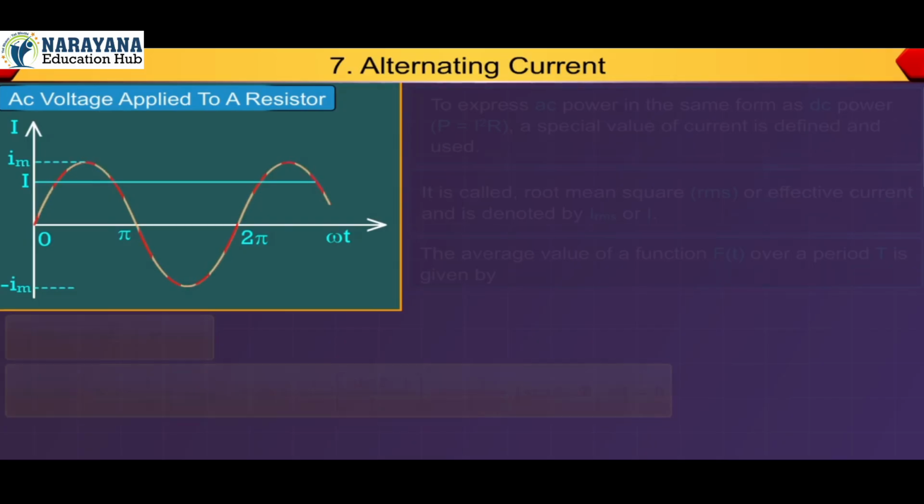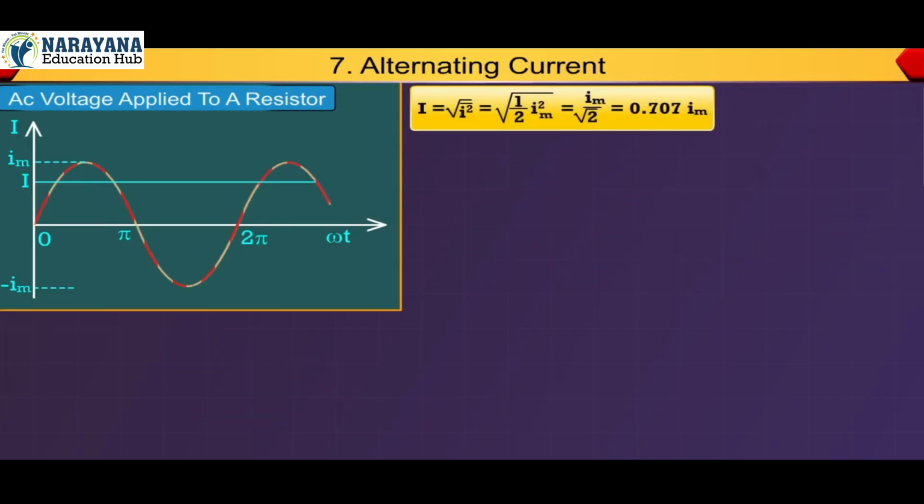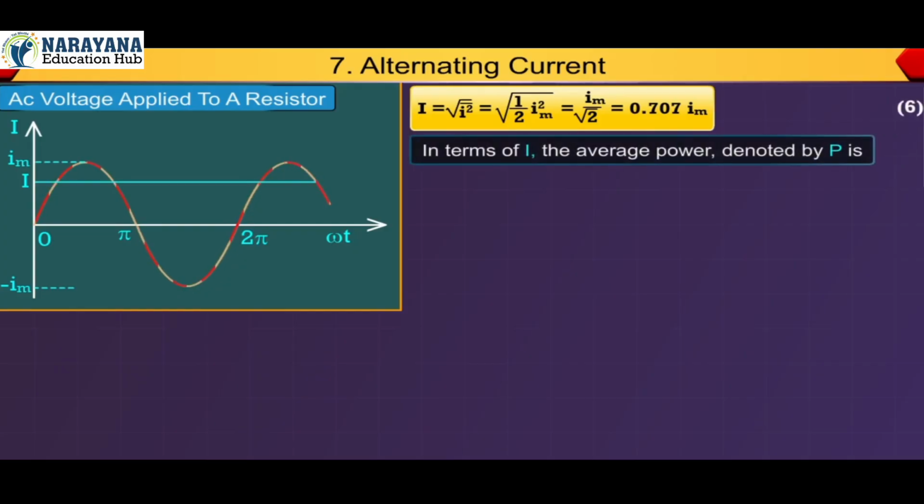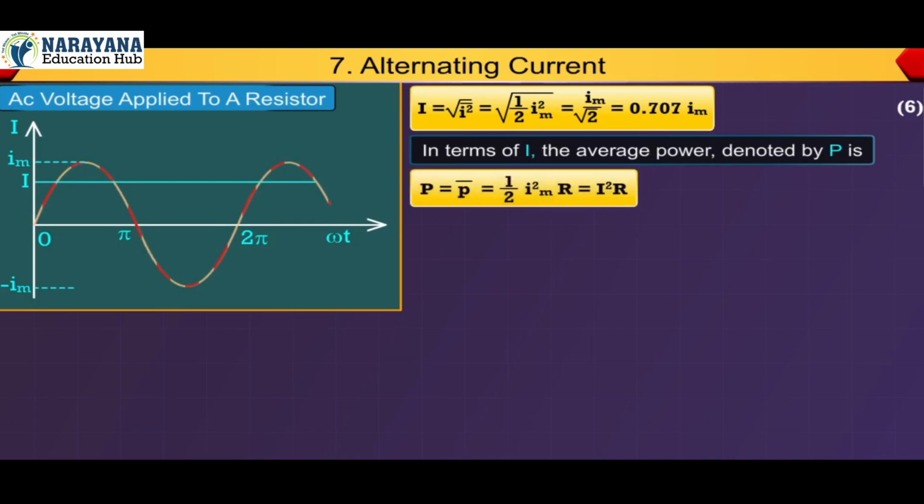It is defined by I = √(⟨I²⟩) = √(1/2 Im²) = Im/√2 = 0.707 Im. Equation 6. In terms of I, the average power, denoted by P = P̄, is equal to 1/2 Im²R = I²R. Equation 7.